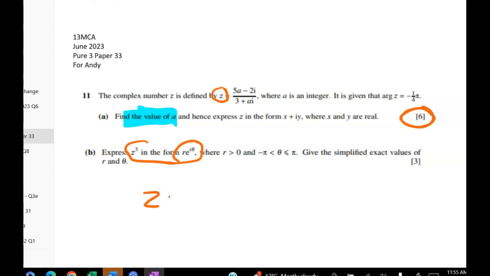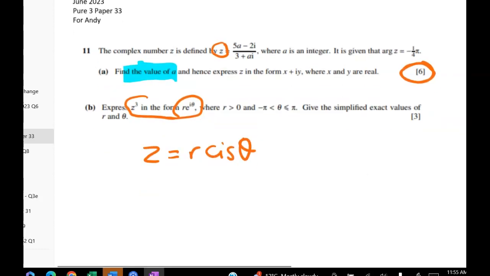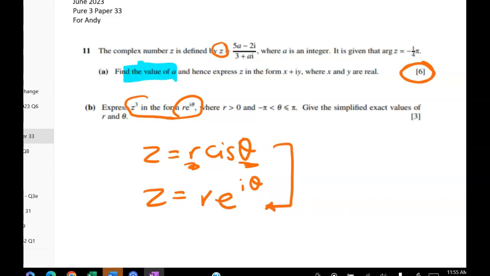And exponential form for a complex number is really, really easy as long as you are confident with polar form, because the r and the theta in polar form are the same as the r and the theta in exponential form, right? Now that's done in the very last part of the Pure 3 textbook, right? And we didn't spend that much time on it in real life or at university.